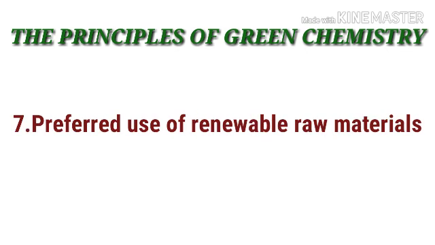Preferred use of renewable raw materials. A raw material or feedstock should be renewable rather than depleting whenever technically and economically practicable.